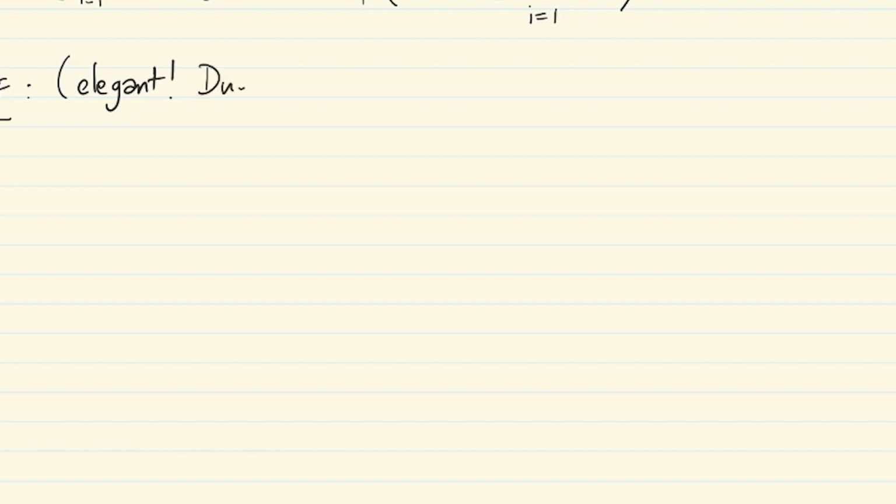was after watching Professor B.V. Rao from the Chennai Mathematical Institute derive this inequality, okay, in a workshop on concentration inequalities.